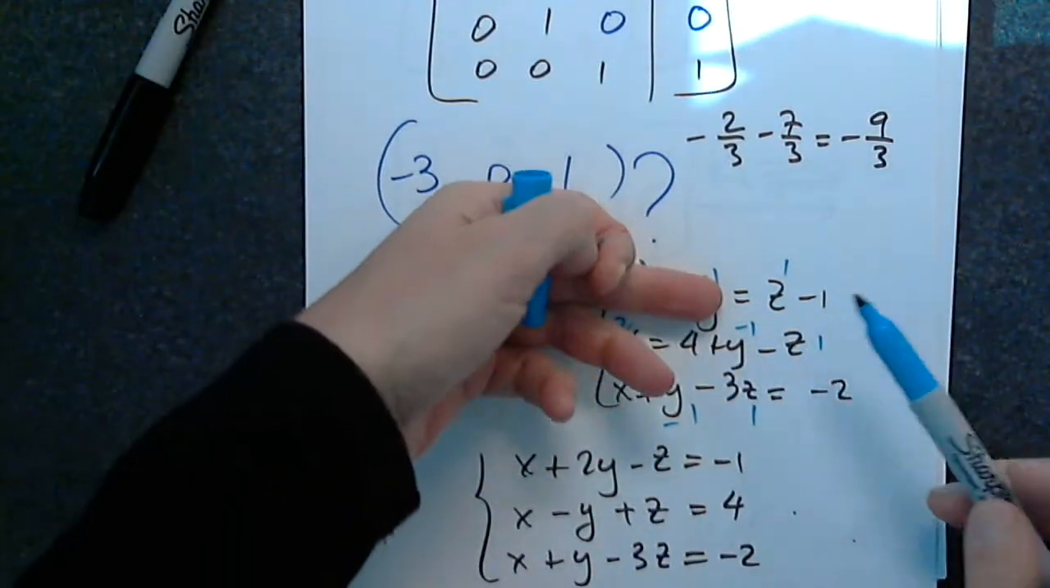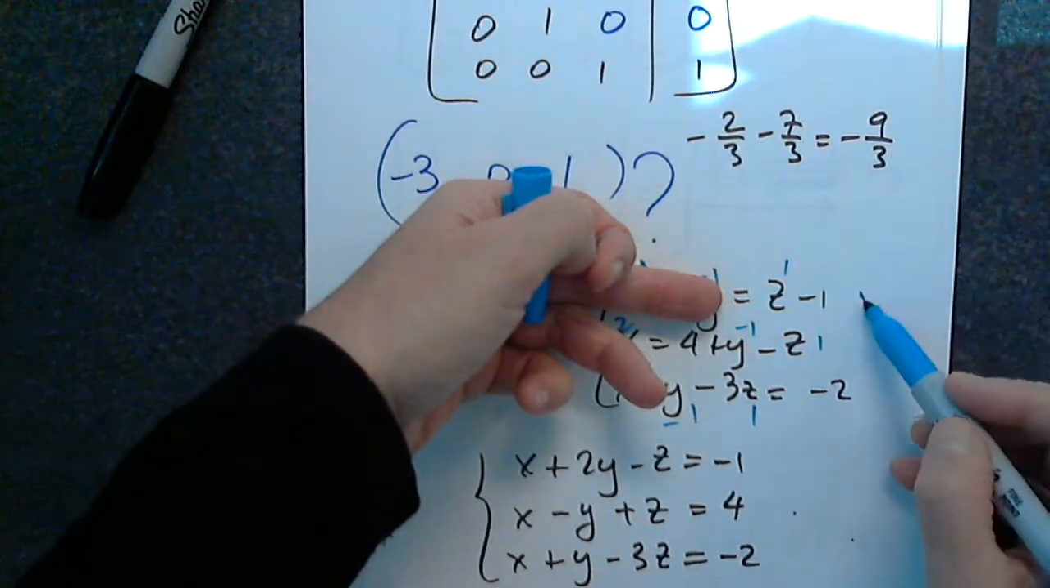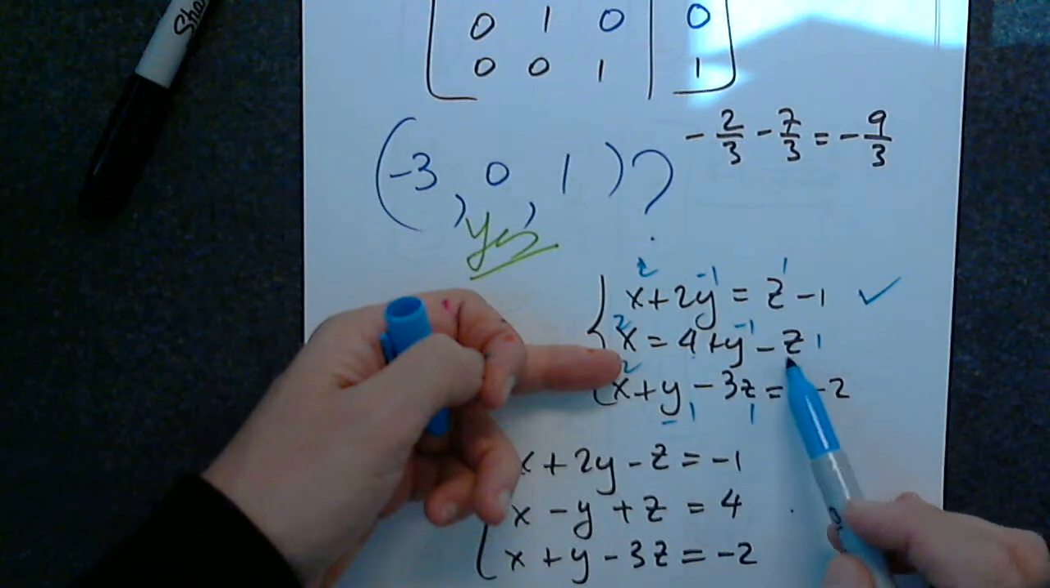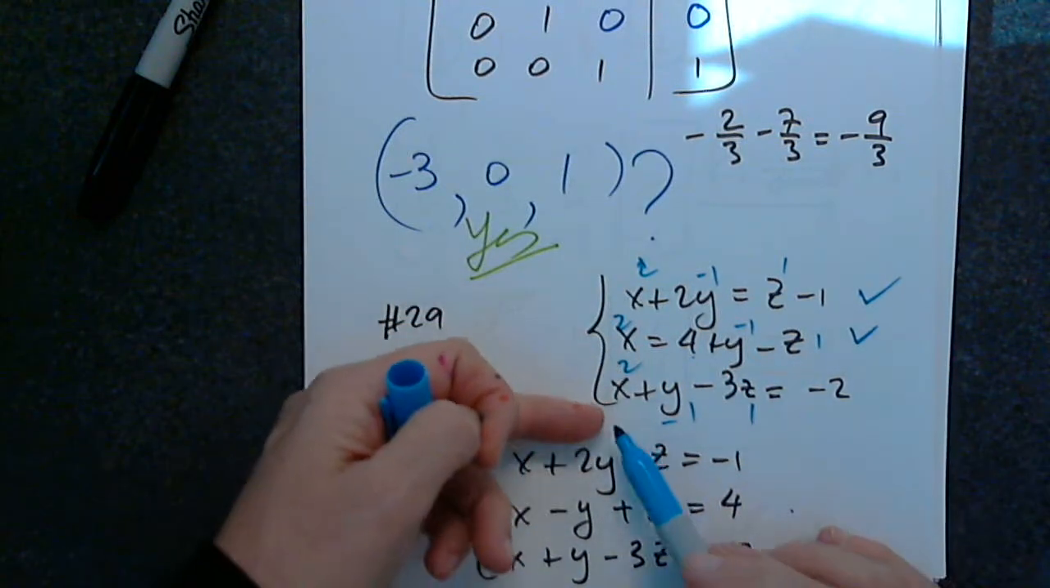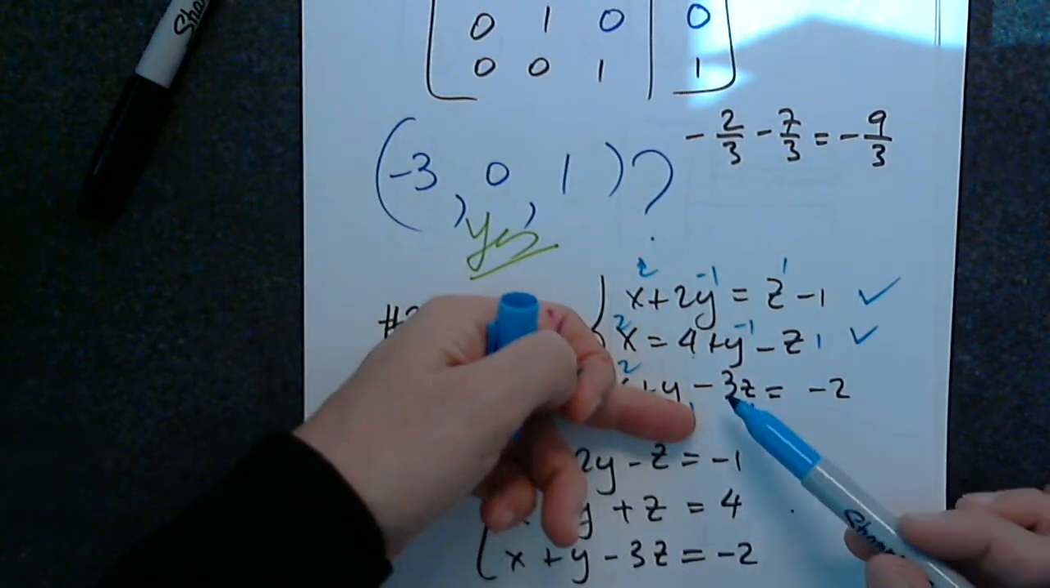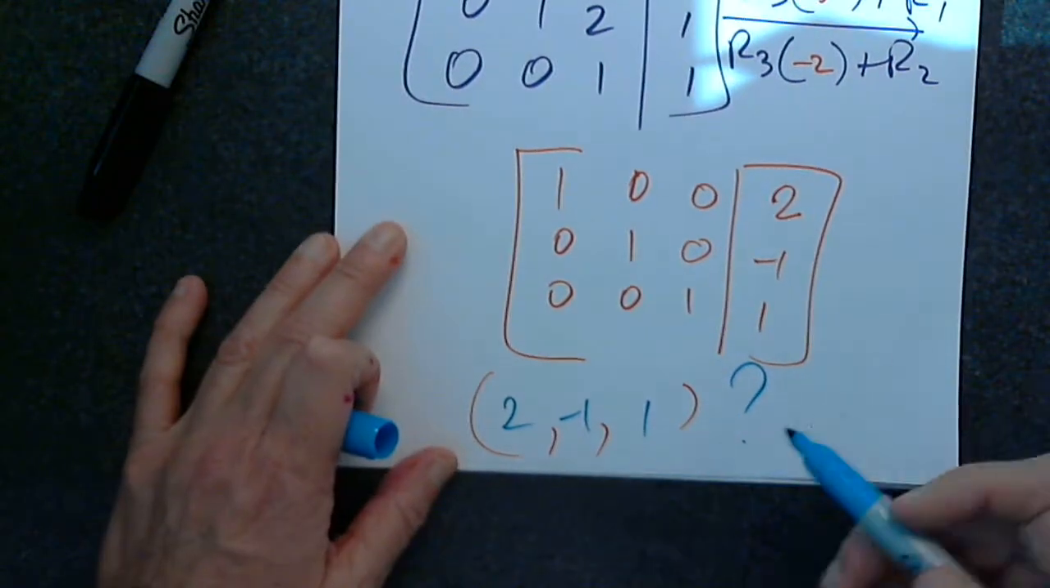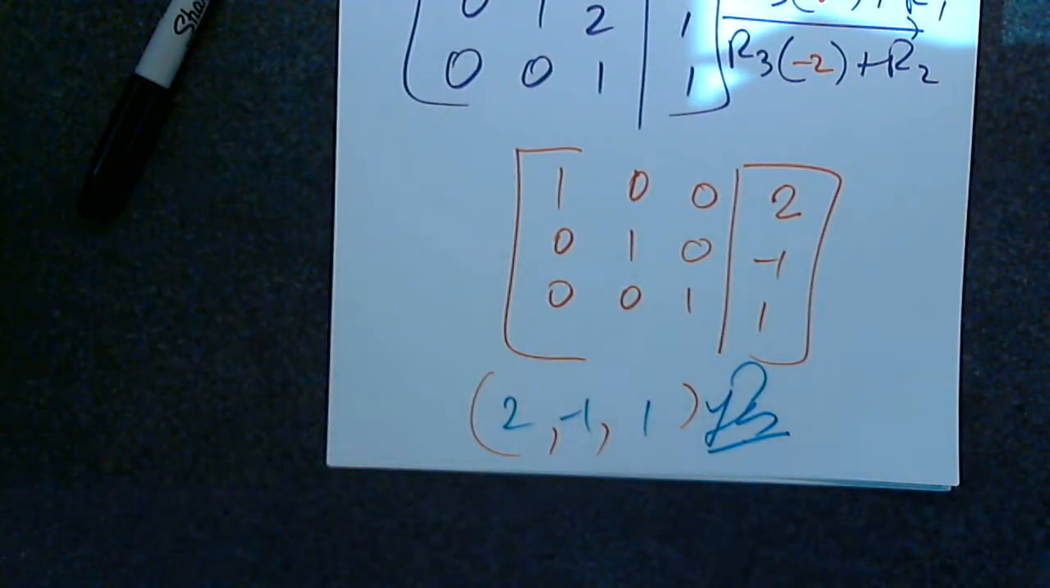Okay, so let's see. 2 minus 2, this is 0. 1 minus 1 is 0. 4 minus 1 is 2, yes. So 2 minus 1 is 1. 1 minus 3 is negative 2. Yes. This is the correct solution. Questions? So we reduced from 50 minutes to about 10.